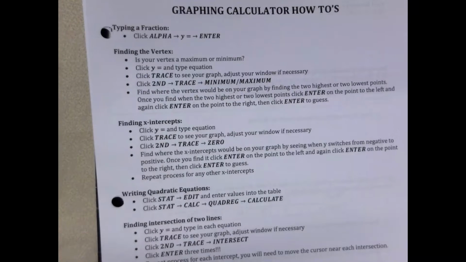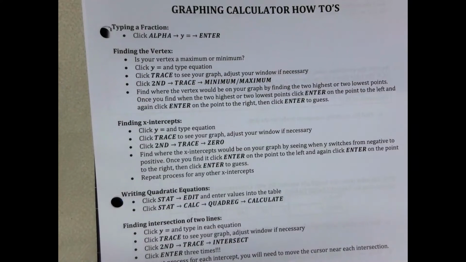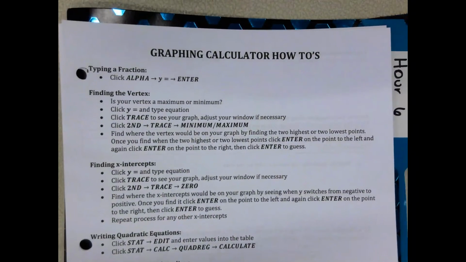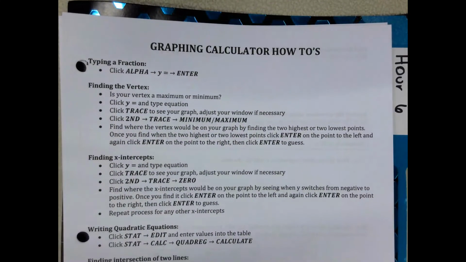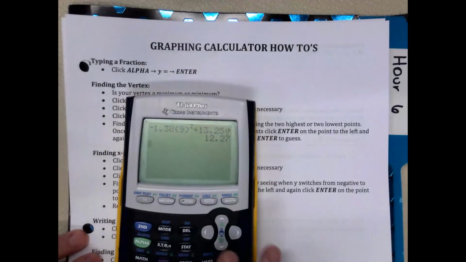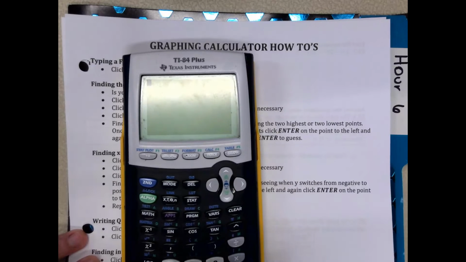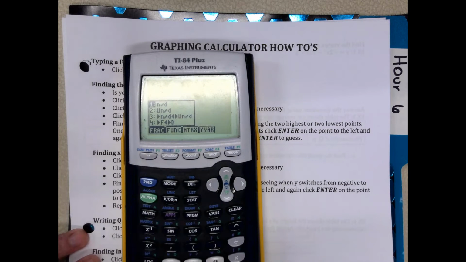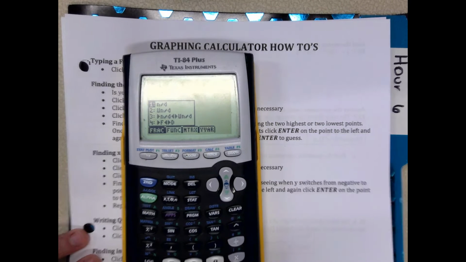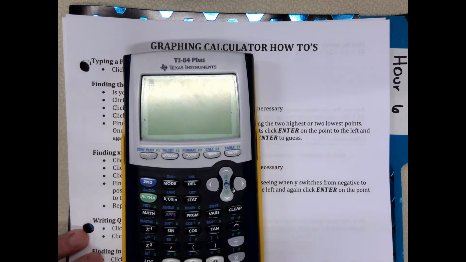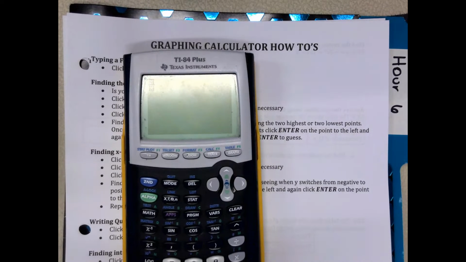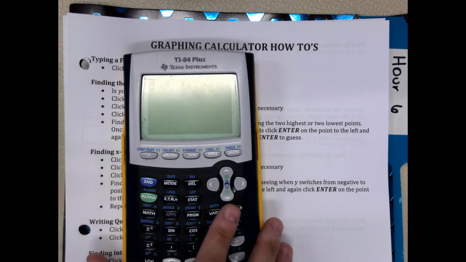So here, we're just going to see how this works. On your paper, you will see different ways of using the graphing calculator. You have typing a fraction. A lot of you have talked about how to do that. If you need to do that on your calculator, remember you can click the alpha, which is the green key, and then y equals. It's going to be your n divided by d, press enter, and then you can get your fraction there, okay? So that's just something you can do if you need to.